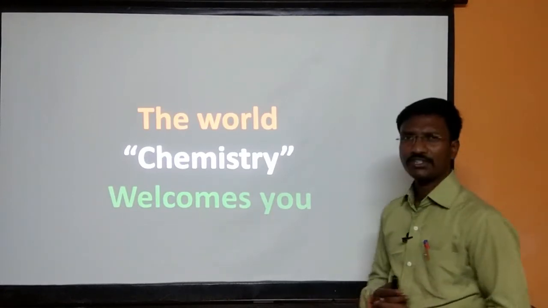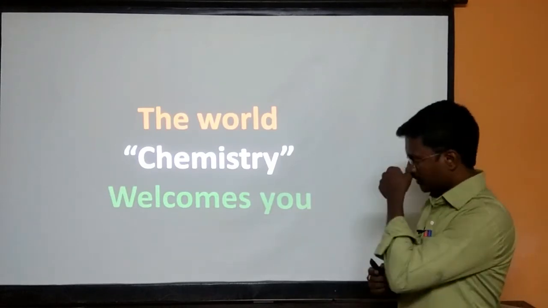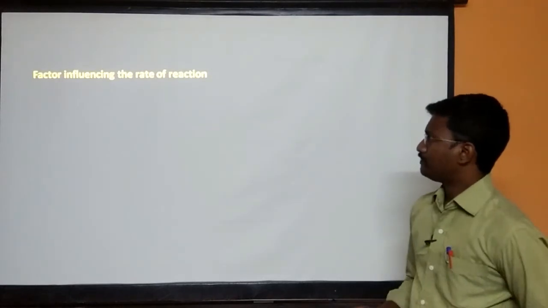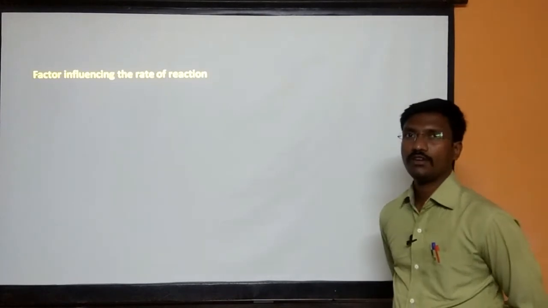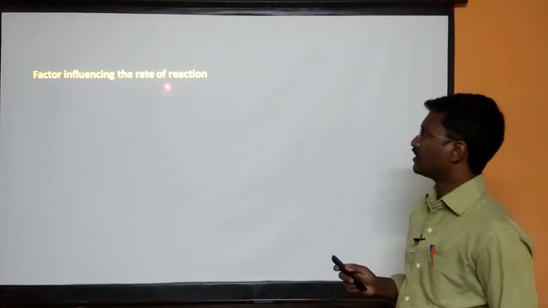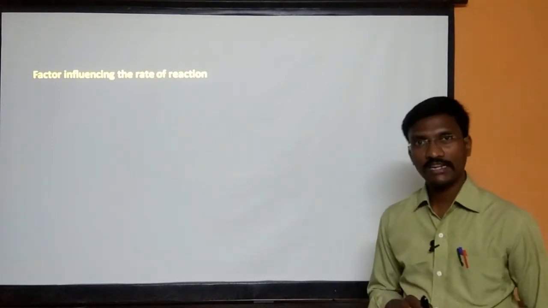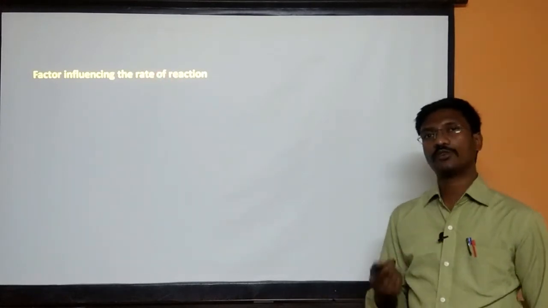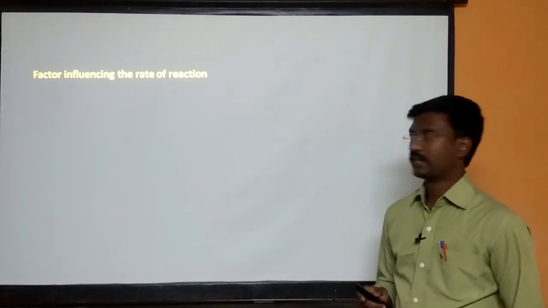In the last class, we began the new chapter, chemical kinetics. Today we will see the next content. We know the rate of the reaction can be expressed in terms of reactant and also product. The rate of the reaction is written as minus dR by dt, meaning the concentration of the reactant decreases or the concentration of the product increases with respect to time. This is called the rate of a reaction.